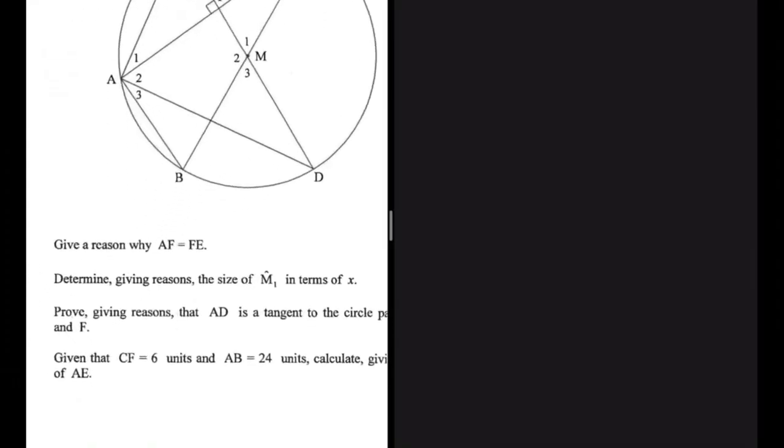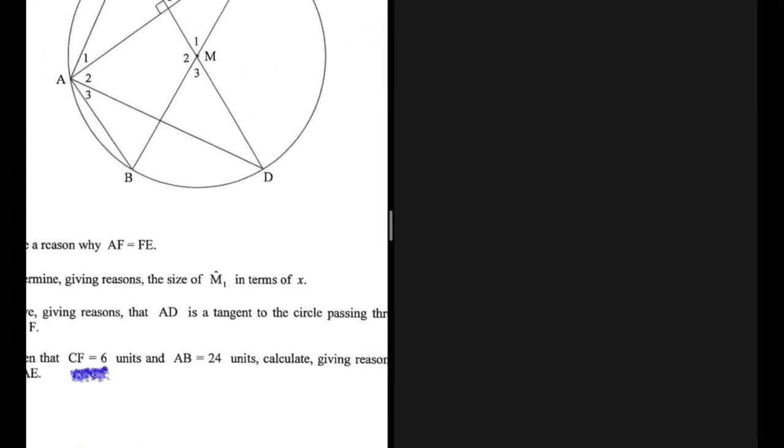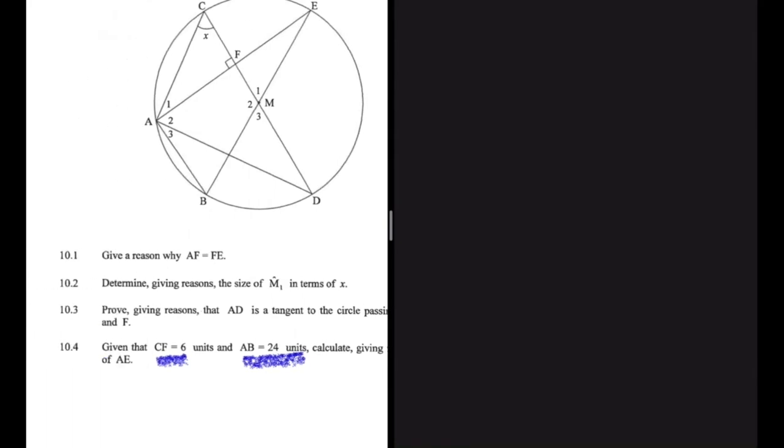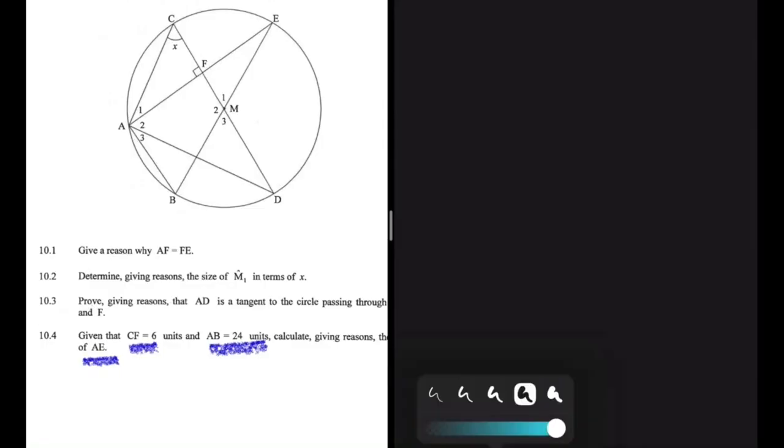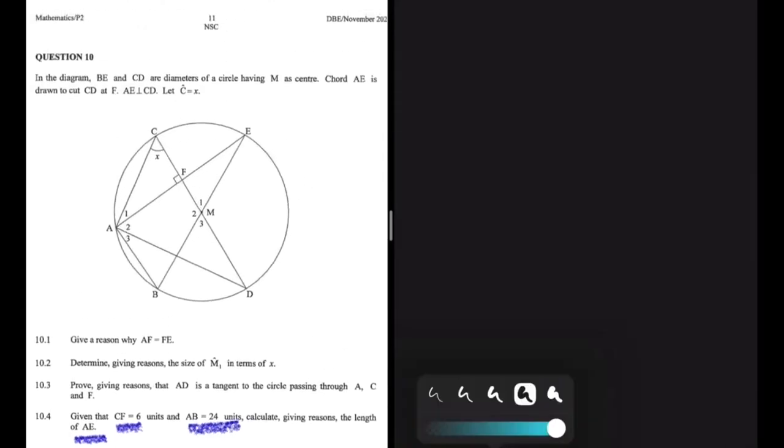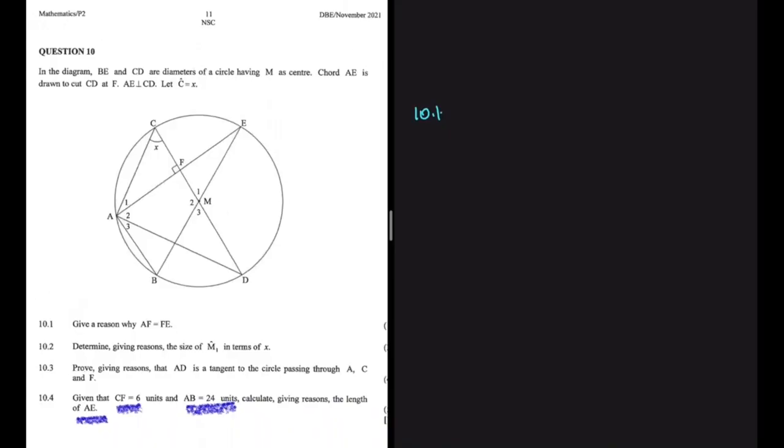Look at how interesting 10.4 is, given that CF is equal to 6 units and AB is equal to 24 units. Let's calculate, given reasons, the length of AE, right? But before we do that interesting one, let's just go through 10.1 first. So before I start answering these questions, I like going through the question statement so that I can jot down a few keywords, right? And then let me just do that before I answer 10.1.